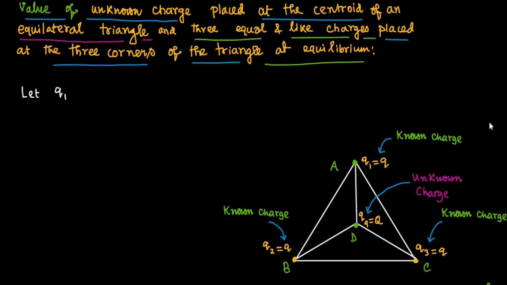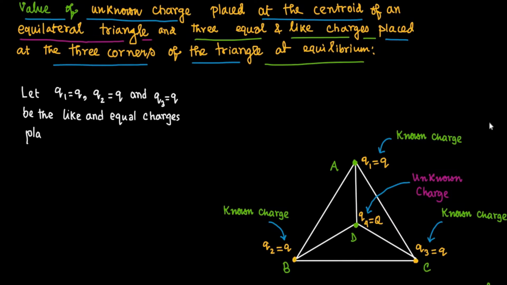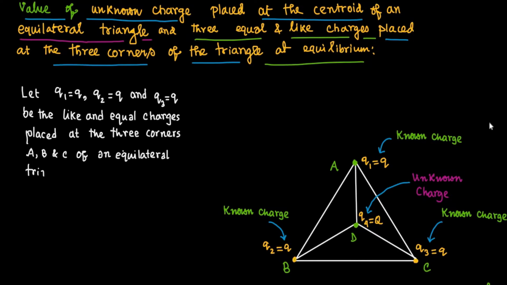Let Q1 equal Q, Q2 equal Q, and Q3 equal Q be the like and equal charges placed at the three corners A, B, and C respectively of the equilateral triangle ABC.